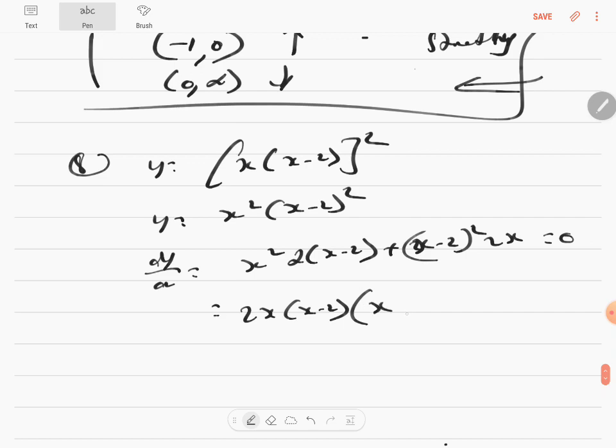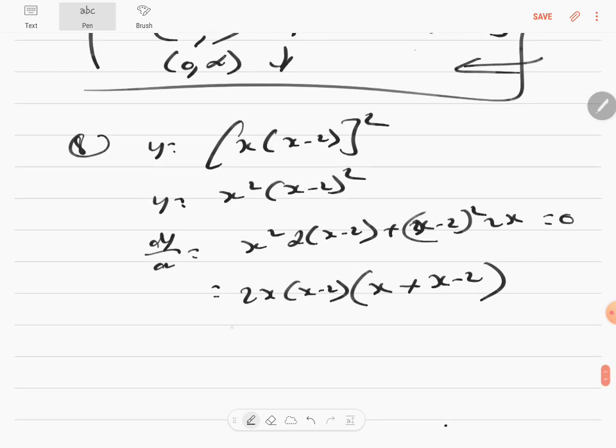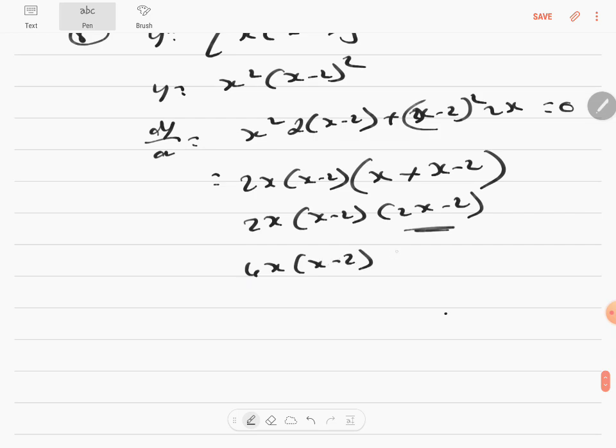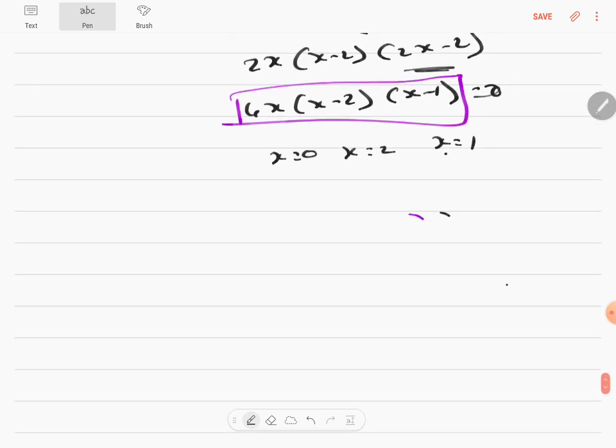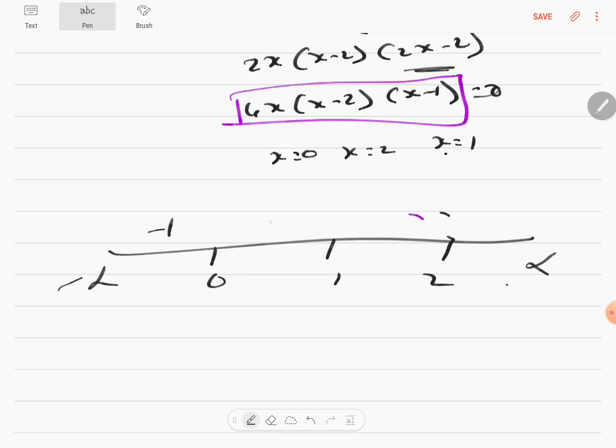1x here plus 1 here. An x minus 2 here. Two x into x minus 2 into 2x minus 2. Can I take a 2 out from here? So it will become 4x into x minus 2 into x minus 1 is equal to 0. Therefore you understand x is equal to 0, x is equal to 2, x is equal to 1. Put it in the number line as 0, 1 and 2, minus infinity and plus infinity, minus so then half is another example, 3 by 2 is another example, 3 is another example.